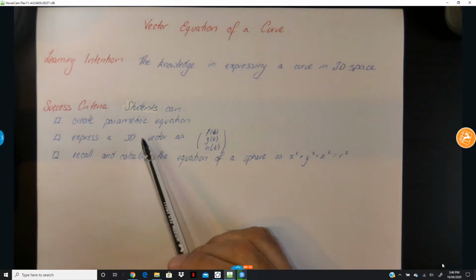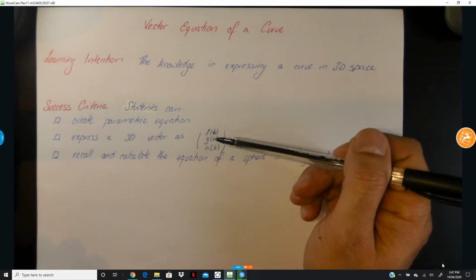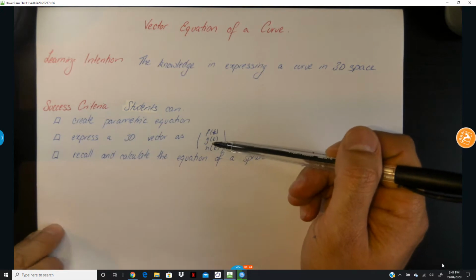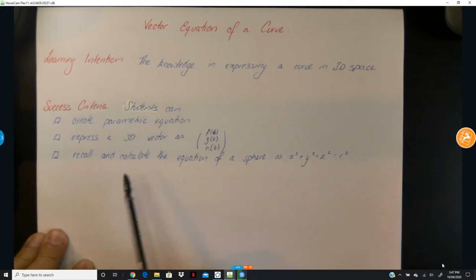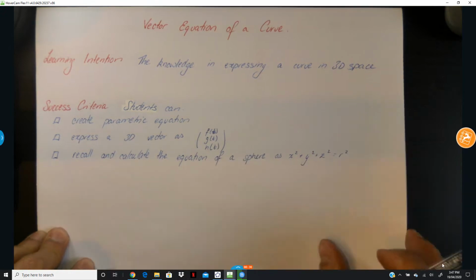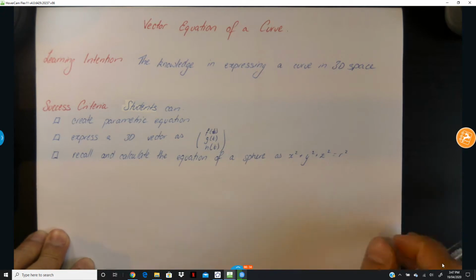Express a 3D vector in the form of x being a function f of t, y being a function g of t, and z being a function h of t. And then recall and calculate the equation of a sphere using x squared plus y squared plus z squared equaling r squared.